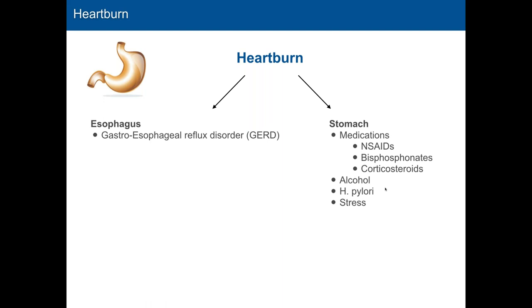And then finally, stress decreases circulation to the stomach because of the redirection of blood flow and does a number of other things that basically compromises circulation and mucus formation in the stomach. And that can also lead to ulcer formations or just heartburn in general, and probably also a little bit of the esophageal issue as well, okay?